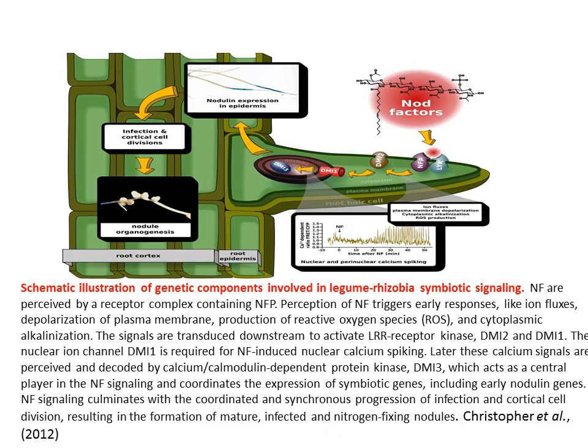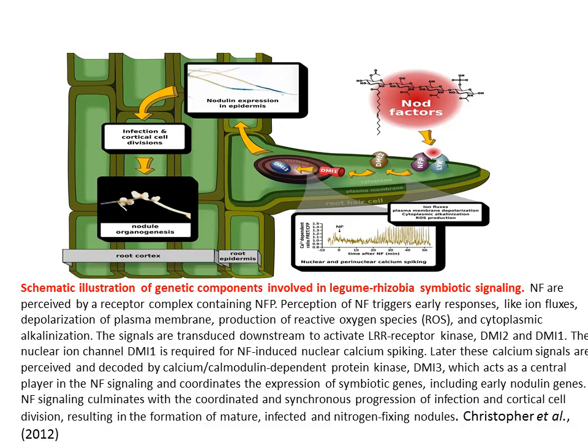So in this particular image, you can see the nod factor synthesized by the rhizobium, which binds onto the receptor proteins present on the surface of the host cells. Once they have been perceived, certain early responses happen, that is the influx of ions, depolarization of the plasma membrane, production of reactive oxygen species, and also cytoplasmic alkalization. These are the early responses because of this perception.